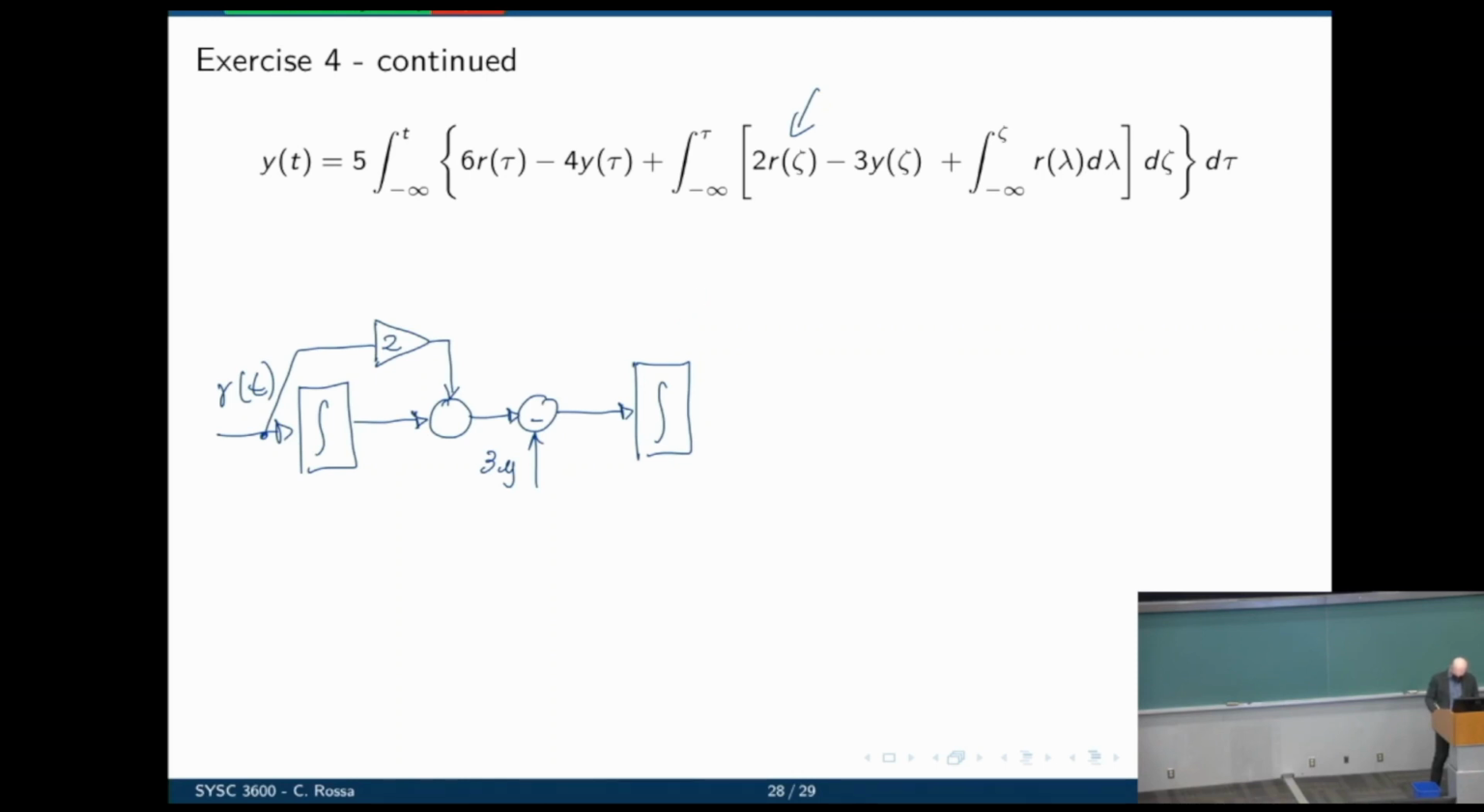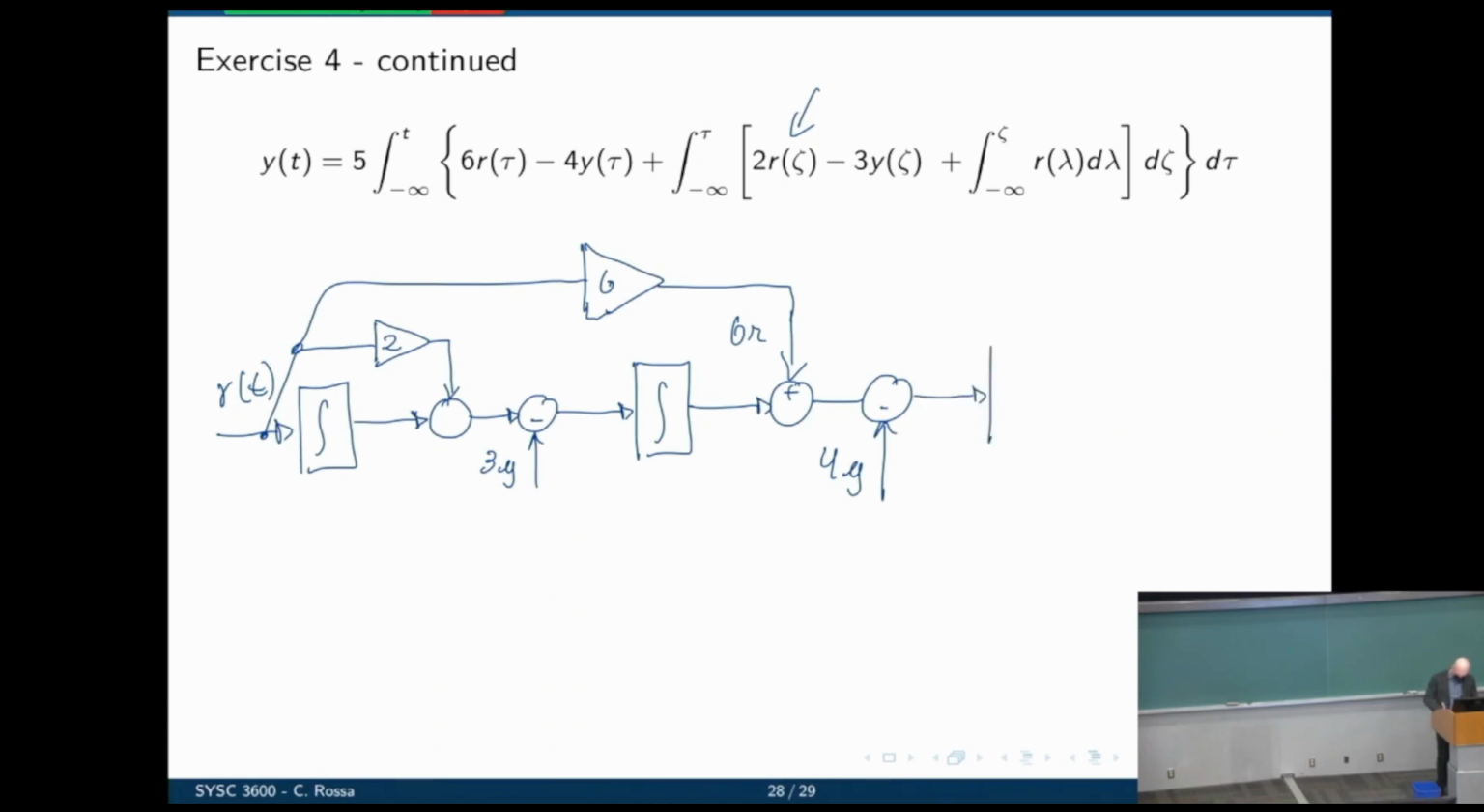Does that make sense? Yeah. So now this term is basically here. And this term is over there. Now we have the last term. We have to add 6R. So we can take R from here and multiply that by 6. And you are subtracting 4y. The result is integrated.